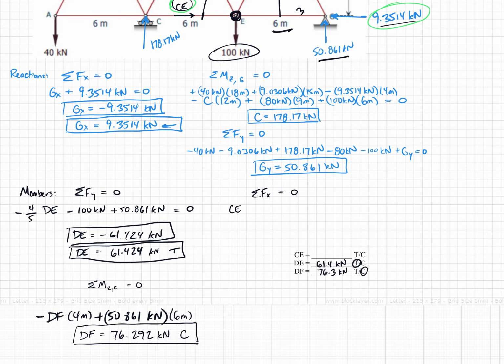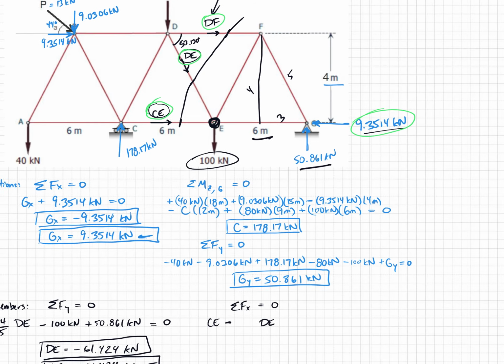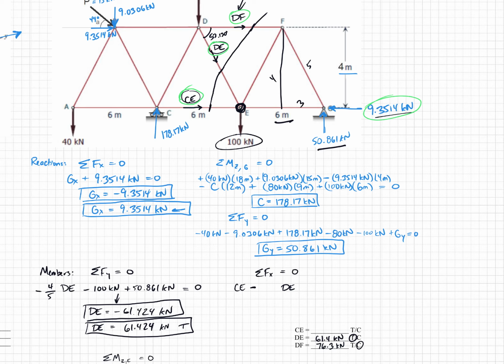DE, which is actually negative. So DE, but it's on a diagonal, right? The X direction is negative because there's a negative sign right here, so I drew it the wrong way. And we have the diagonal, 5, but we want the horizontal, which is a 3. And then what else do we have? Plus DF. And then we're going to subtract that 9.3514 kilonewtons equals 0.